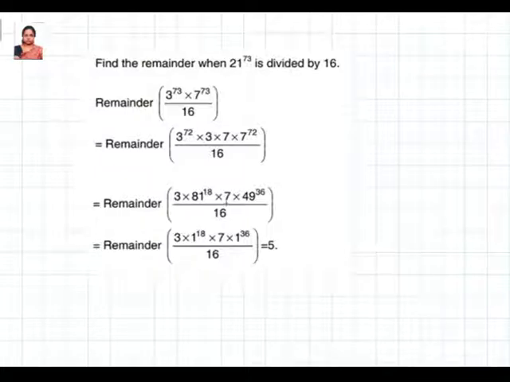So 1 power 18, 7 will come as such. 49, again, you know that 48 is divisible, therefore 1 is going to be the remainder, raised to the same power. So from this you can see that we get the product as only 21. So 21 by 16, the remainder is 5.